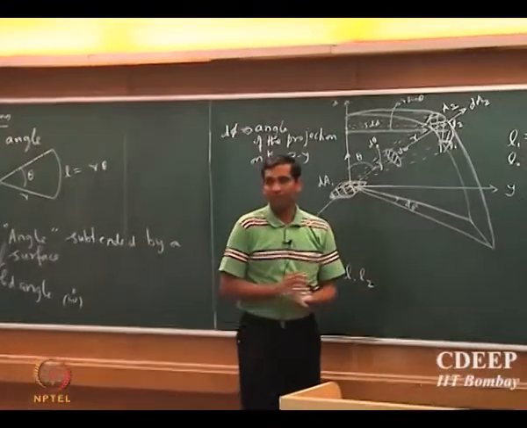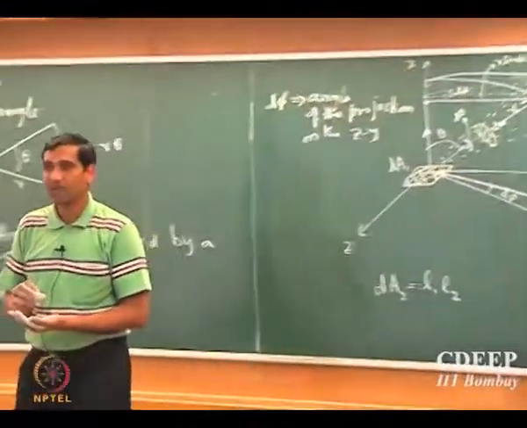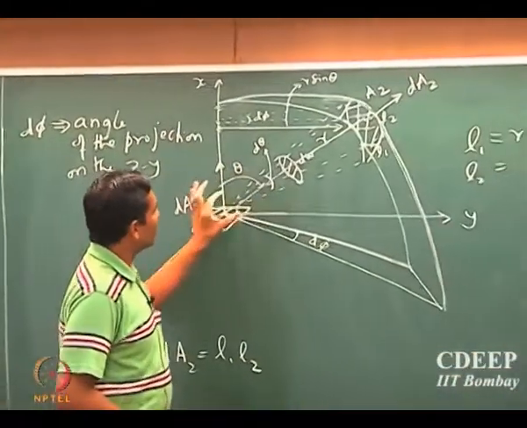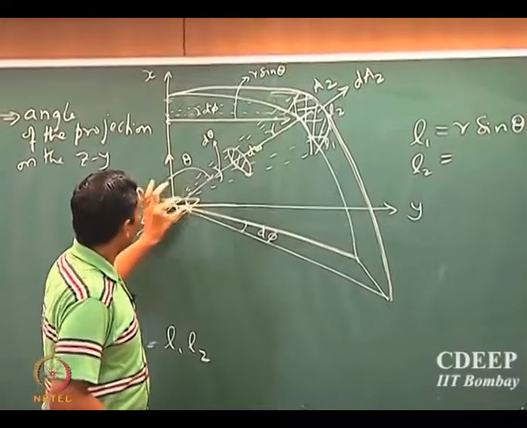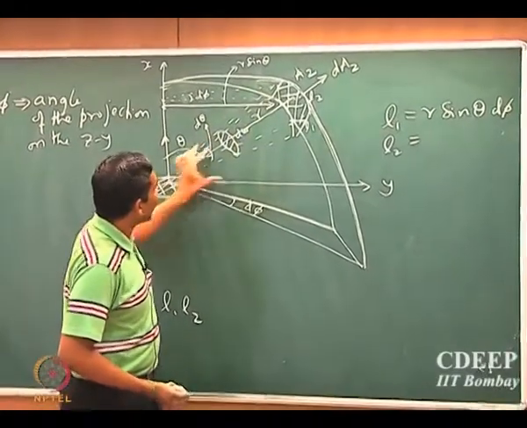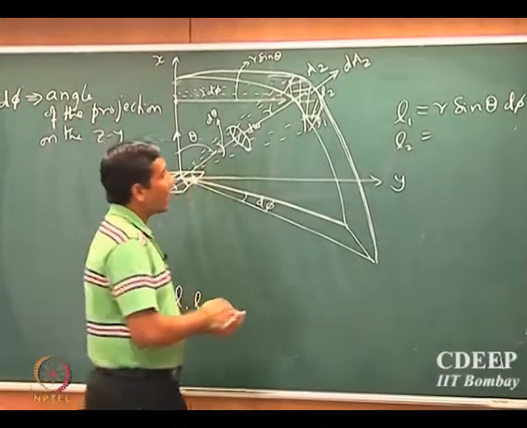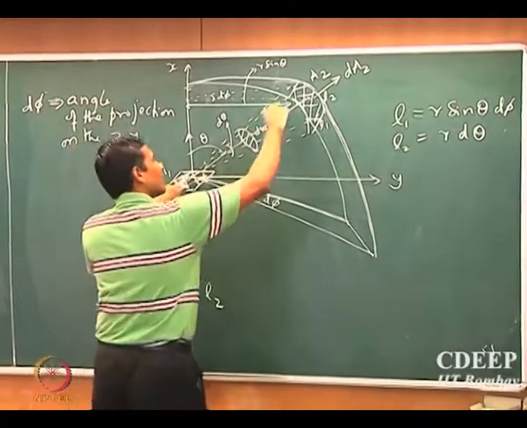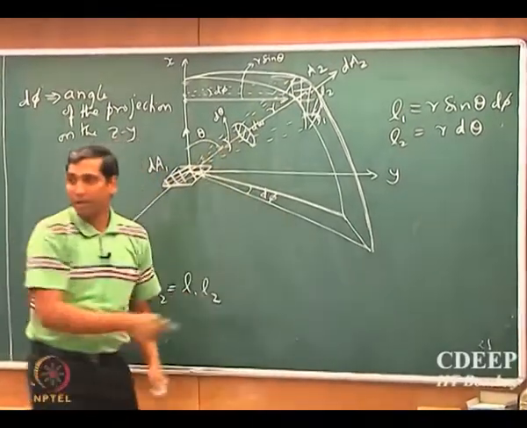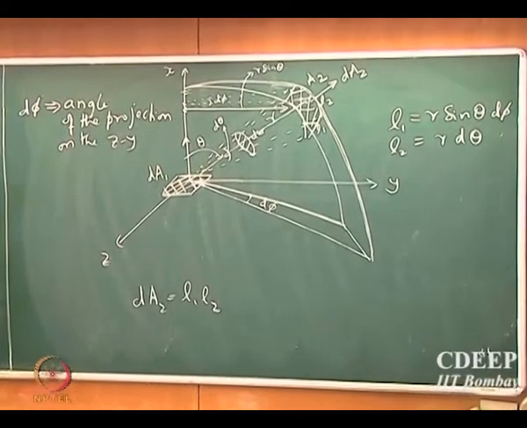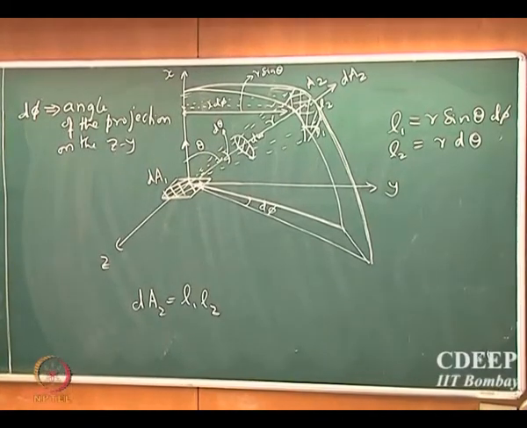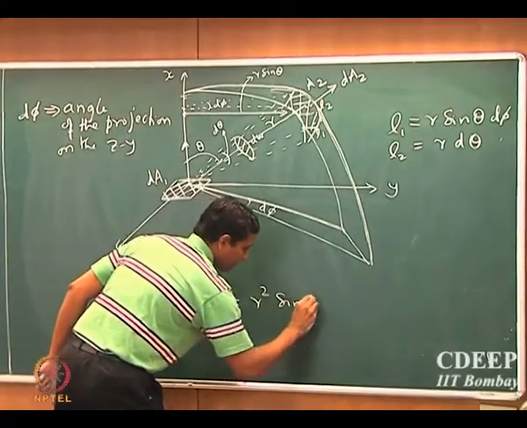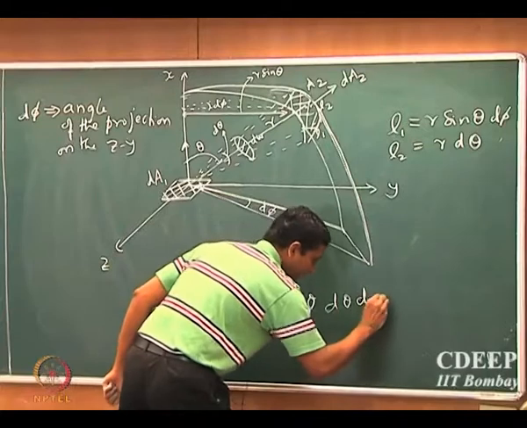What is L2? R. So note that this angle is d theta, and so the projection is this cone here. You see this triangle, that's the projection, right? So L2 is nothing but r d theta. This is the radius and the angle between them is d theta. So the length of the arc L2 is r d theta, and therefore the area is given by r square sin theta d theta d phi.